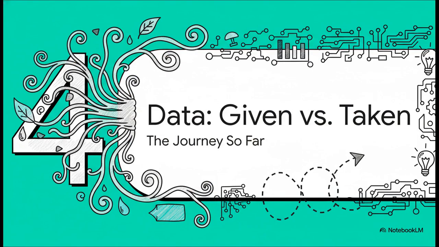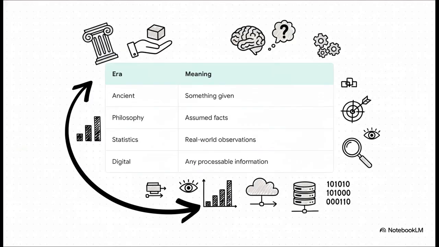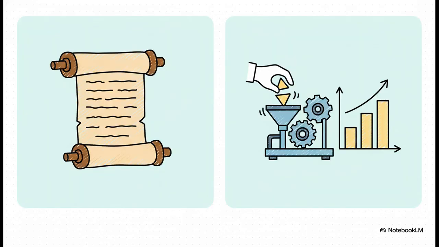So let's put all the pieces together. Let's really map out this incredible journey from a passive, given fact to this active, constructed thing that powers our entire world. So yeah, we started way back with something given, then it became assumed facts for philosophers, then it morphed into real-world observations for statisticians, and finally it landed where we are now, basically any processable information in our digital world. It's a story of data becoming more and more intentional. And that's really the big takeaway here. In the past, data was passive. It was your starting point. Today, data is fundamentally active. It's something we build, we shape, we collect, and we use to make some of the biggest decisions.